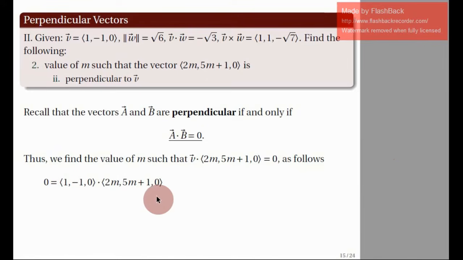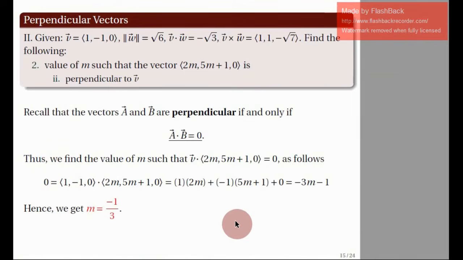And recall again once more, the dot product is just equal to the sum of the products of the corresponding components. And so expanding this, we get this one. 1 times 2m, negative 1 times 5m plus 1, 0 times 0, just 0. Simplifying this, we get negative 3m minus 1, and we therefore just obtain a single equation in m. Solving for that, we hence get m equals negative 1 over 3.